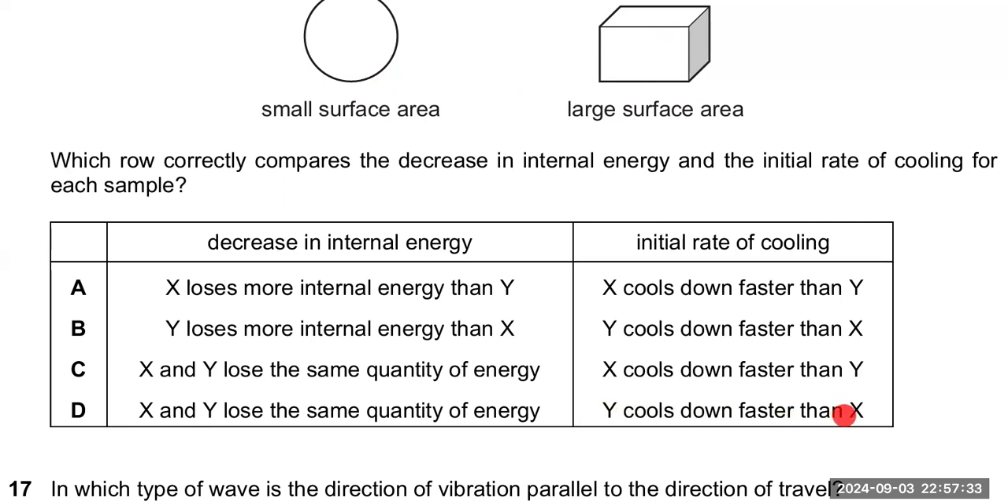Y cools down faster than X. The reason is that the surface area of Y is greater than X. So you have to select it just like that. This is your correct answer. Now move towards the next question.